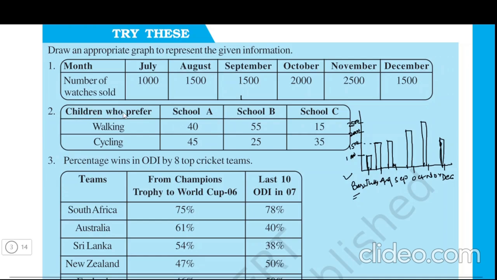Then next piece of information is children who prefer school A, school B, school C by going by walking and by cycling. So there are two preferences, and these are the schools. In one school there are two preferences. In another school there are another two preferences. So this is going to be a bar chart with two different sets of data. Okay, so I will explain it here.